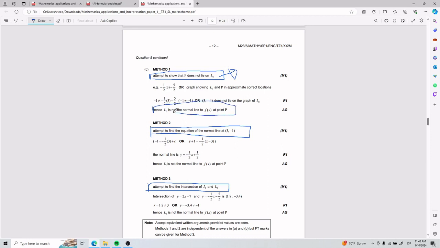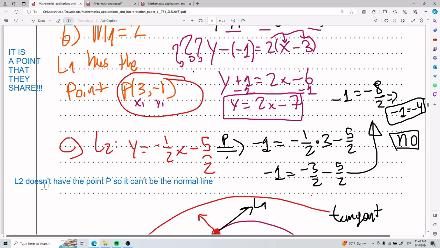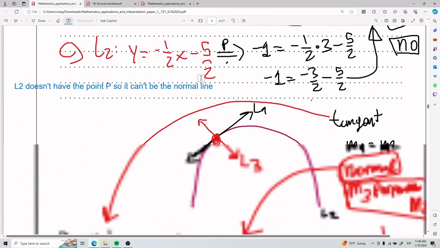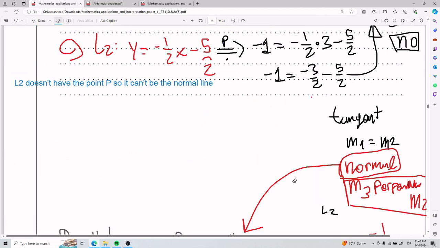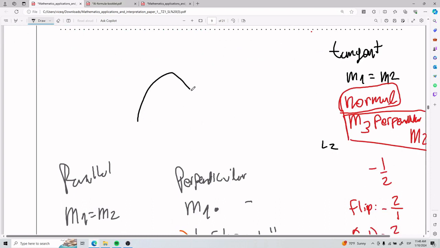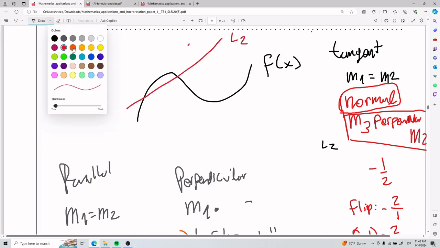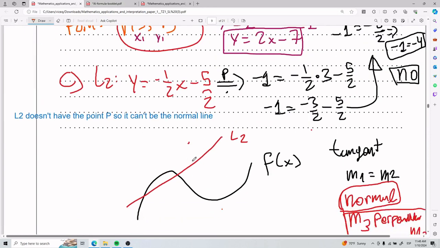L2 is not the normal line at P because P does not lie on L2. This is no different than what I told you just now: L2 doesn't have the point P, so it can't be the normal line. If you're still not convinced, what's happening here is that you have the line f of x, let's say something like this. And let's say I have my line L2 that goes like this. What we're saying is that at 3 comma negative 1, which is here, L2 is the normal. And it's not, because L2 doesn't even touch f of x.